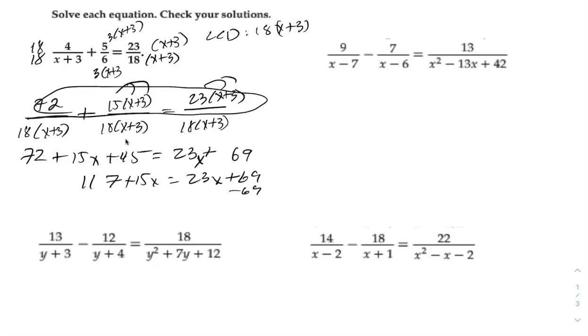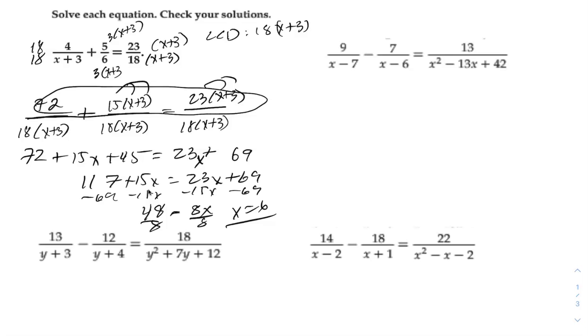So minus 69 and minus 15x. I get 48 equals 8x. Then divide by 8, and I get x equals 6. And that'll be my answer.